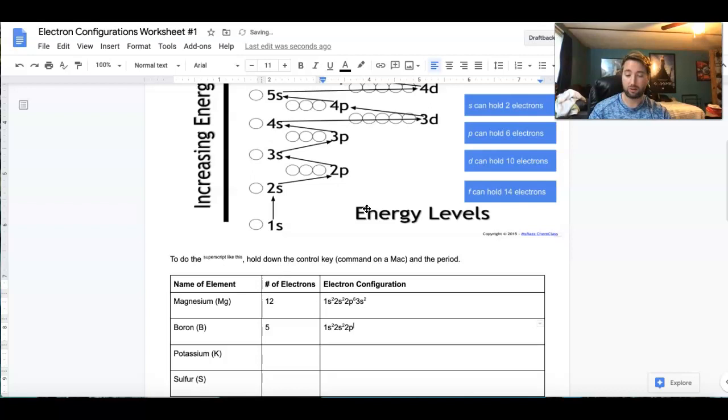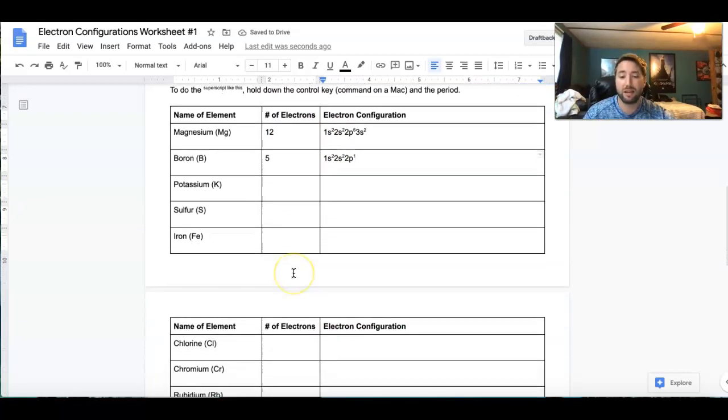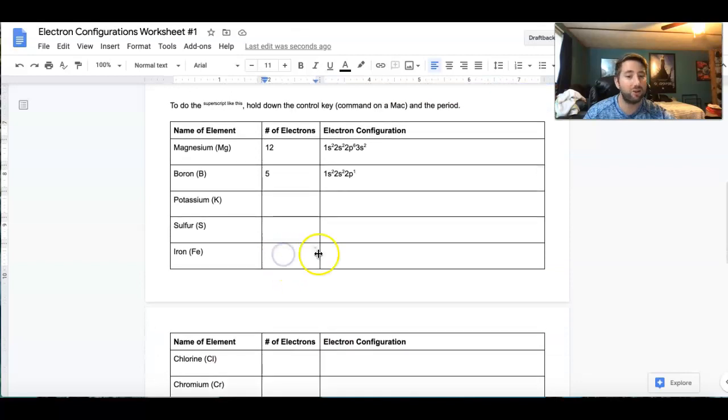Alright, and I'm going to hold down control and the period again. Alright, and I only have 1 more electron to give out. So p can hold up to 6 electrons, but I've only got one more to give out. So there we go. All right, I'm going to skip down and do iron here because it's an interesting, weird one.